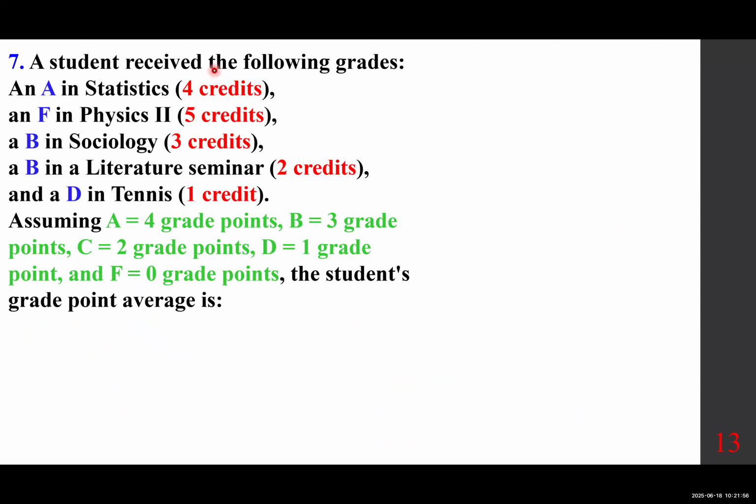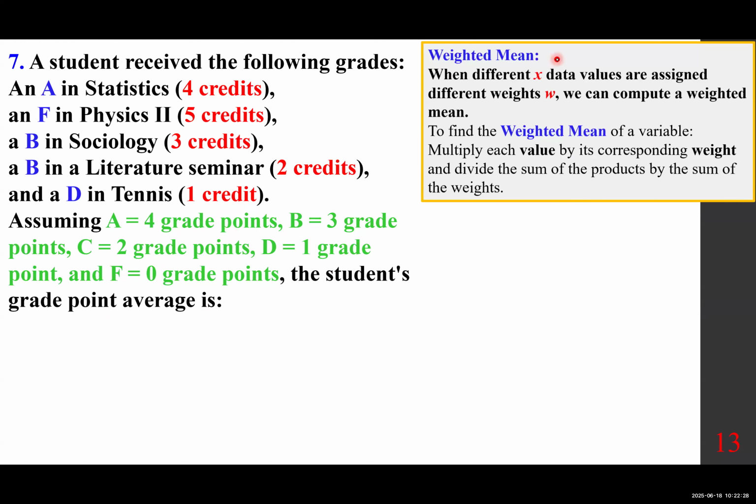A student received the following grades: an A in statistics, which is 4 units or 4 credits, F in physics, which is 5 credits, B in sociology 3, B in literature 2, and D in tennis 1 unit. A is worth 4 points, B is worth 3 points, C is worth 2, D is worth 1, and F is worth 0 points. The student's grade point average is, we are going to calculate the GPA using the weighted average or weighted mean. When different X data values are assigned different weights W, we can compute a weighted mean.